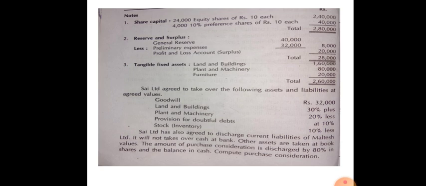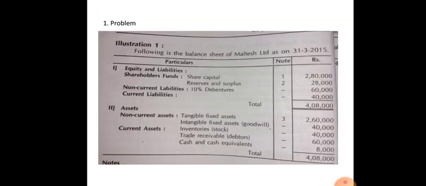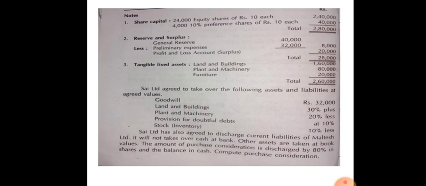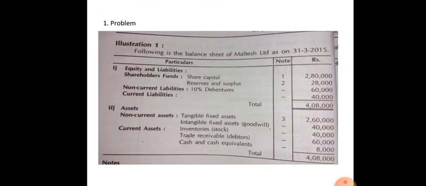Provision for doubtful debts at 10%. Doubtful debt is related to the debtors, and what is the amount of the debtors in the balance sheet? In current assets, trade receivables, in brackets debtors, is rupees 60,000. So from 60,000 we have to minus 10%, it means 6,000 we have to minus from this 60,000. Next, stock 10% less. Here inventories is 40,000, 10% we have to minus. It means 4,000 we have to minus.